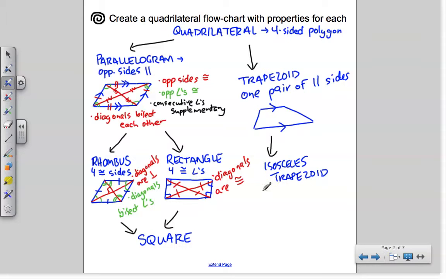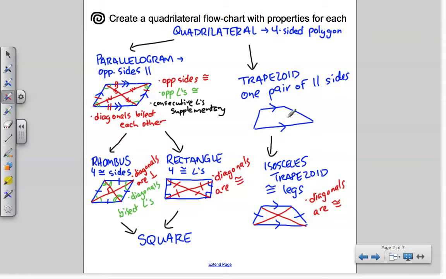Now an isosceles trapezoid had congruent legs. So it's still a trapezoid. We still have that 1 pair of parallel opposite sides, but now we have congruent legs. And the other cool property of isosceles trapezoids is that the diagonals are congruent. If you think back to the original trapezoid, this diagonal will be longer because it's extended out further with this length than this diagonal. But once you have isosceles trapezoid, the diagonals themselves are congruent. So that is an additional property that is true.